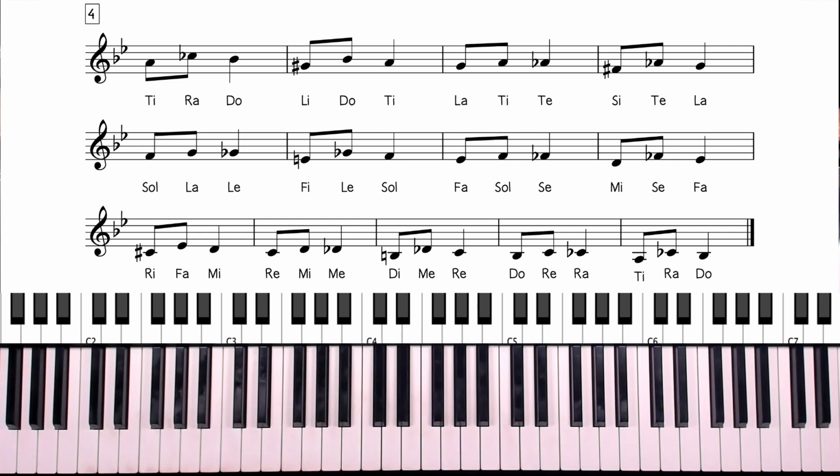Okay, so now we have the chromatic descending sequence on B flat. First note, we have an ascending chromatic, Ti, Do. In this case, it happens to be diatonic too. Sometimes it will, sometimes it won't. And then we have a chromatic descending into Do, Ra, Do. So it's going to be Ti, Ra, Do.